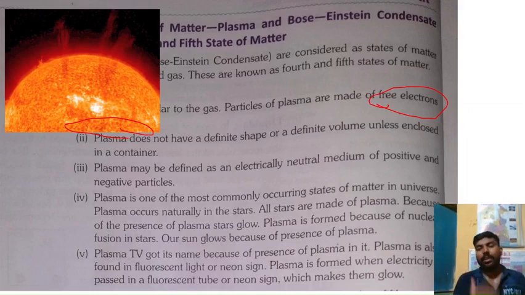So the plasma state also doesn't have a definite shape or definite volume, so we are not talking about these things. Generally they are present as an electrically neutral medium, because positive and negative particles are present there. All the natural stars generally have the plasma state because they have a high temperature. I talk about the sun here, so you are getting an idea of plasma.